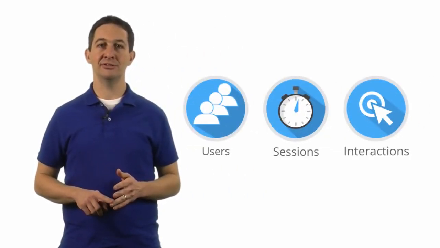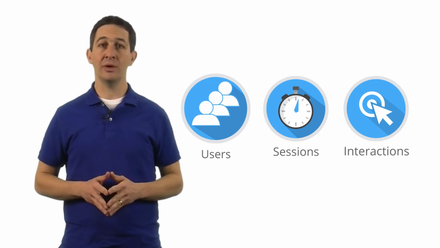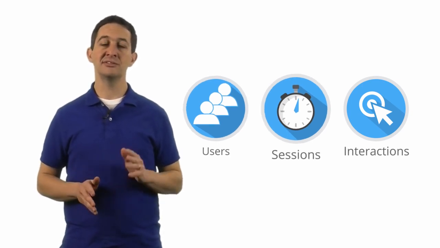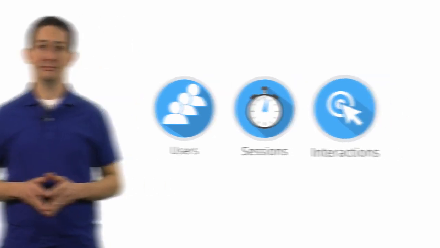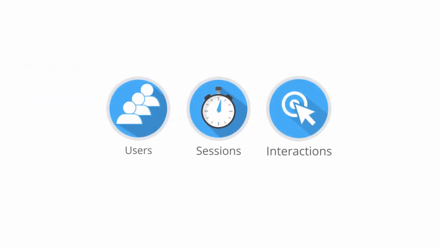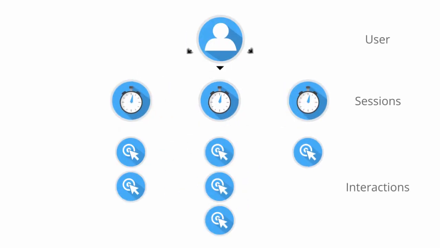Most digital analytics tools, including Google Analytics, use a simple model to organize the data you collect. There are three components to this data model: users, sessions, and interactions. A user is a visitor to your website or app. A session is the time they spend there, and an interaction is what they do while they're there. You can think of users, sessions, and interactions as a hierarchy.